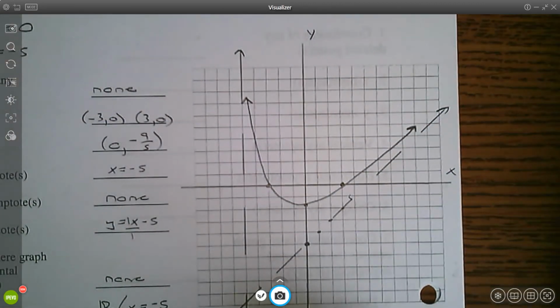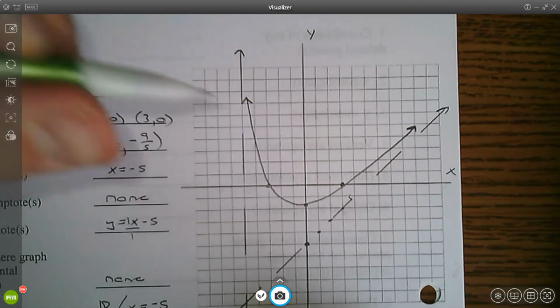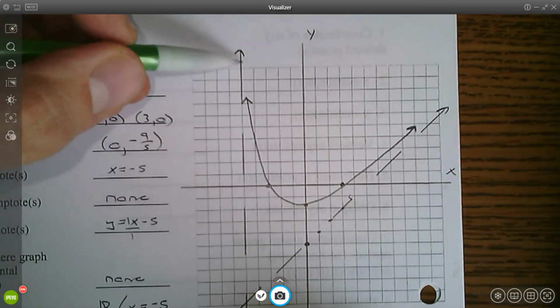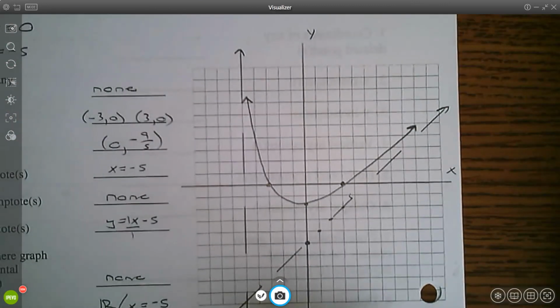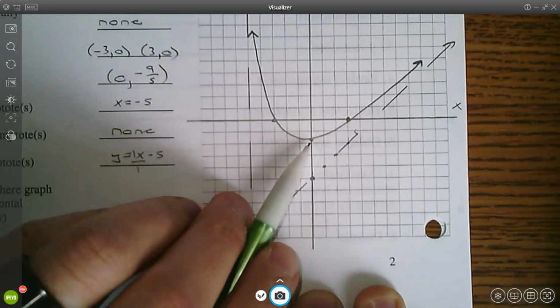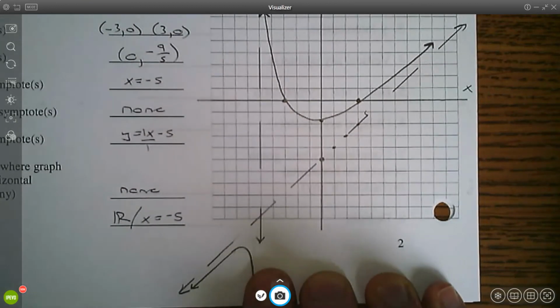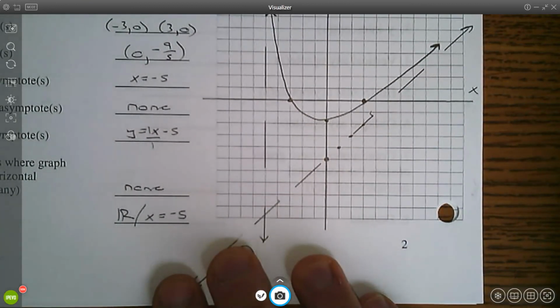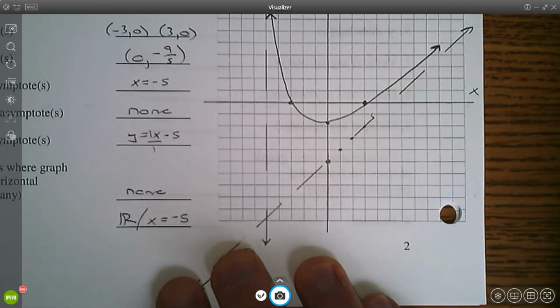Make sure this is nice, clean, accurate, that the graph is approaching the asymptotes but not crossing, and that you have both parts. It's got to go through the x-intercept and the y-intercept. So what I would like for you to do is pause the video and work through page 3 and page 4.